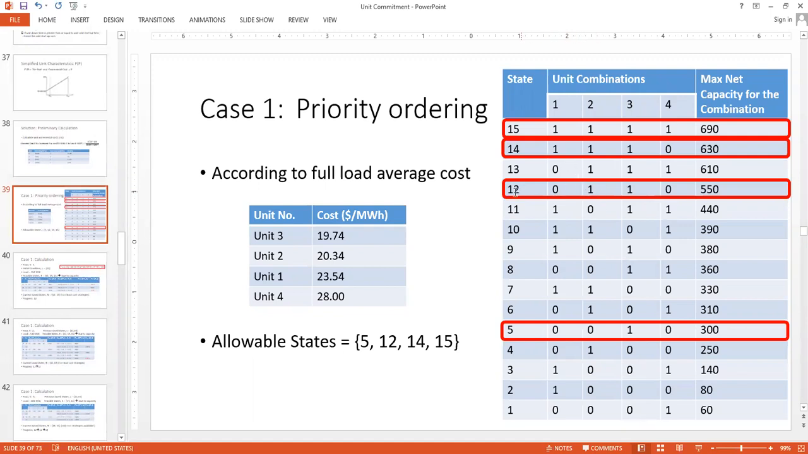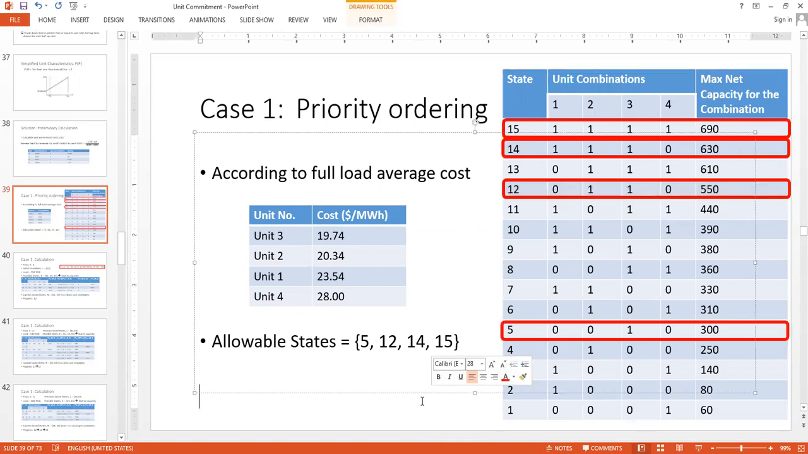Okay, let's check. Well, this is an allowable state because unit 2 and unit 3 are on and unit 1 and unit 4 are off. So we can start with this. This is the initial status given. So actually we are sitting at this point now. Our current status is state number 12.